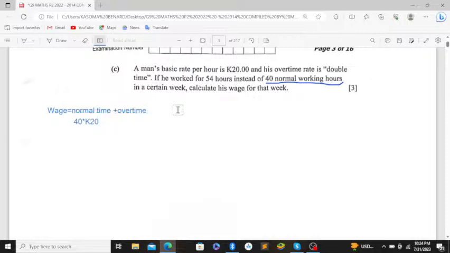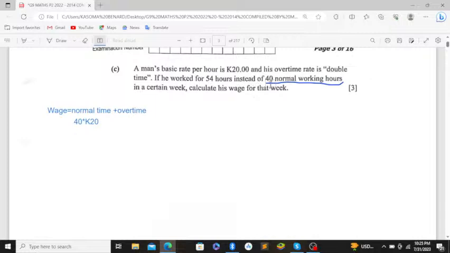Every time he works an hour, his wage for that particular hour is 20 kwacha. So once he has worked for 40 hours in a week, to find how much he has earned for the entire week of 40 hours, we're going to multiply 40 by 20 kwacha. Then we come to how many hours he worked for overtime.